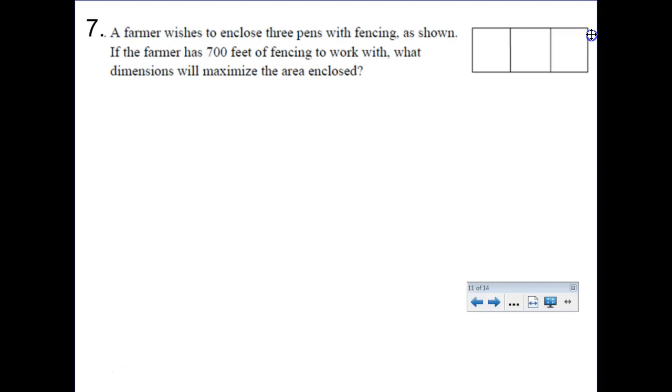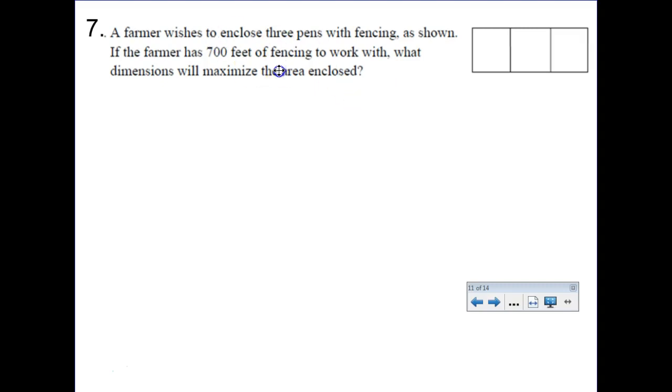Okay, the farmer. Here we go. The farmer wishes to enclose 3 pens with fencing as shown. The farmer has 700 feet of fencing to work with. What are the dimensions that will maximize the area that's enclosed? All right. So here's our problem, guys. We really don't know anything other than the amount of fencing we have.